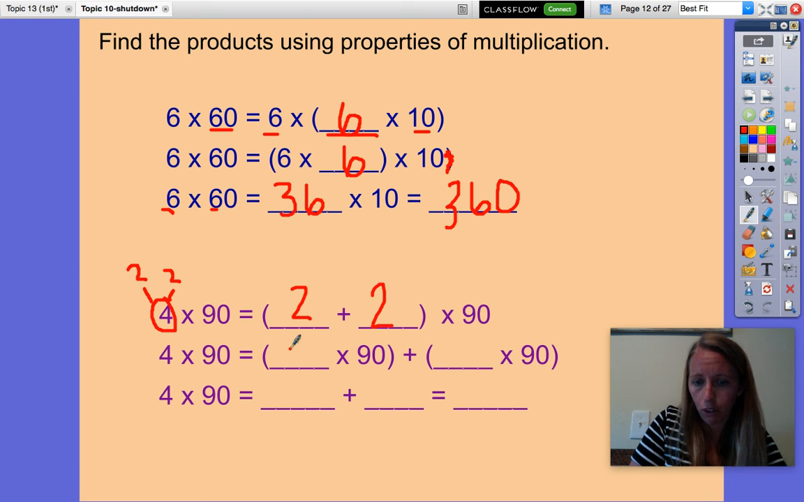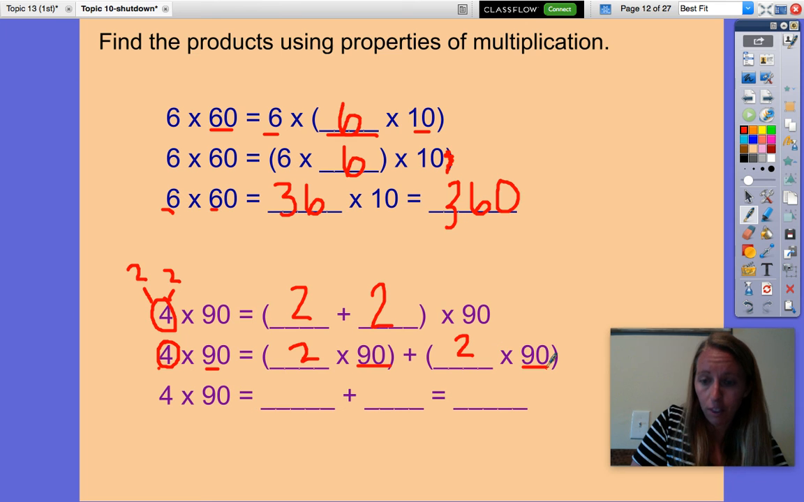So then we break it apart. 2 times 90, 2 times 90. The 4 got split apart, and the 90 stayed the same. Remember that strategy. Same thing. So now we just bring it down. What is 2 times 90? Well, 2 times 9 is 18. Add the 0. Same thing. We already solved it, so why do we have to solve it again?